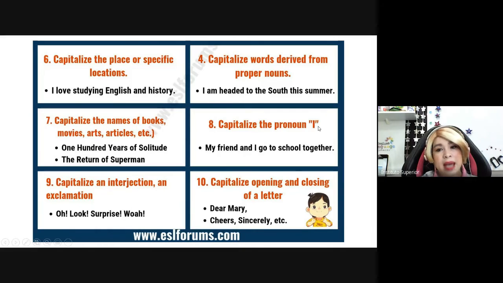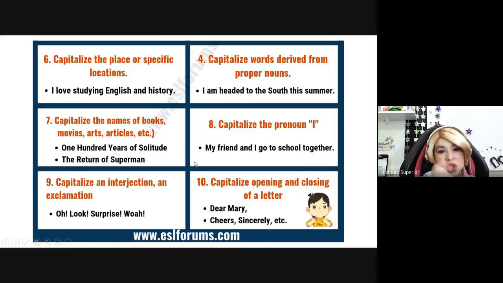Capitalize the pronoun I. Always, always, always. It doesn't matter where in the sentence this word is. You have to use capitalization with the pronoun I. It's the only pronoun that you capitalize. It doesn't matter where it is, at the beginning, in the middle, or at the end. My friend and I go to school together.